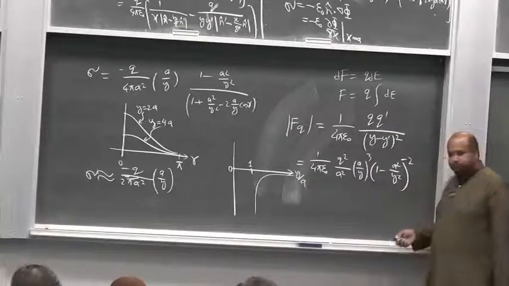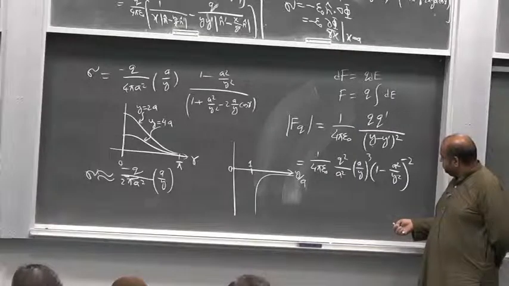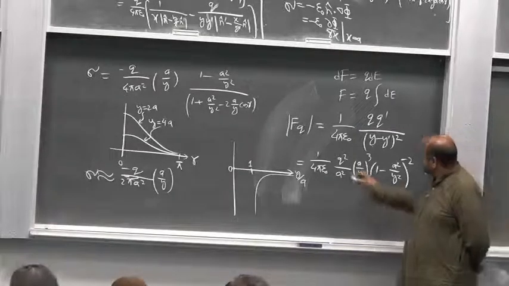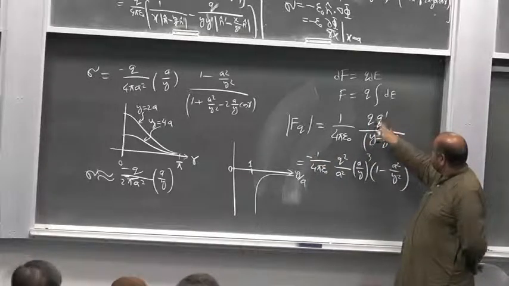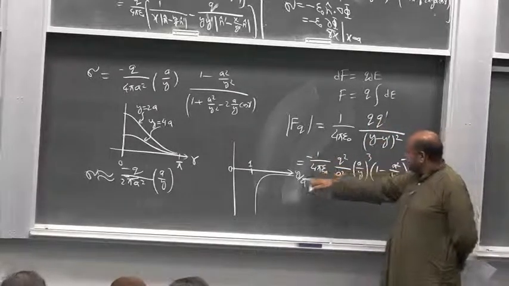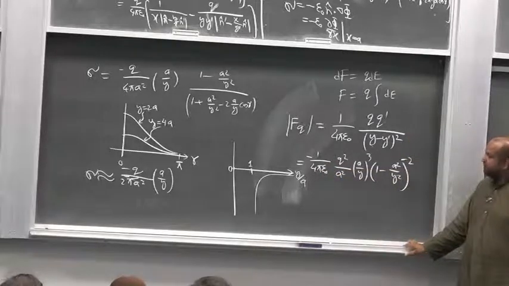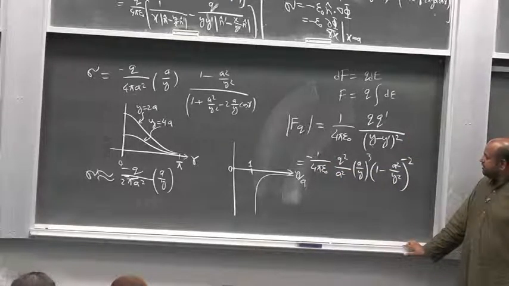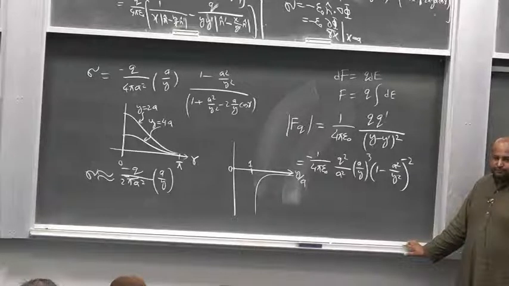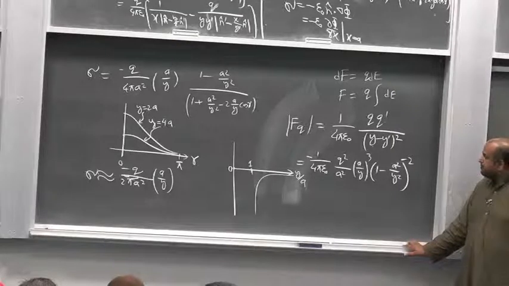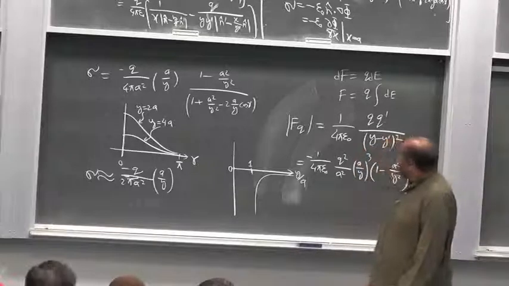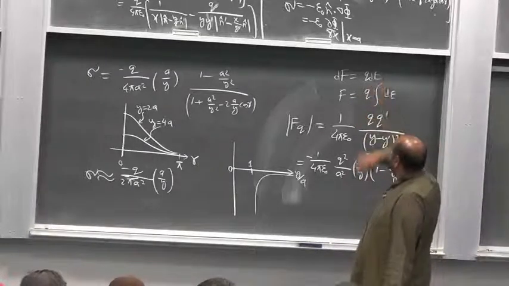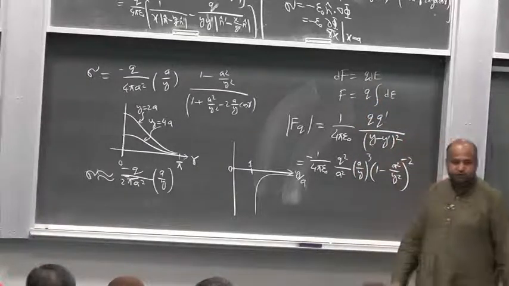Why? Because, I think I missed a negative sign. So Q prime is minus Q over whatever. So the force is negative everywhere. It means the force is attractive between a point charge and a grounded sphere. So we have discussed this much. Any confusion or concern up to here?